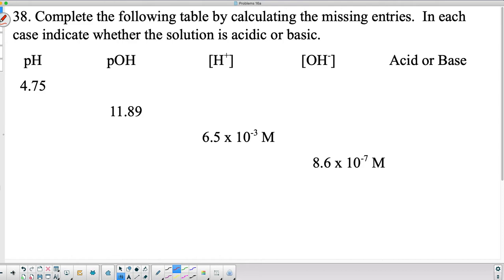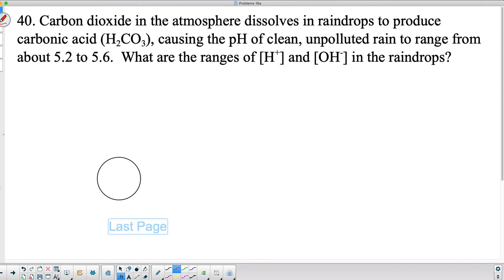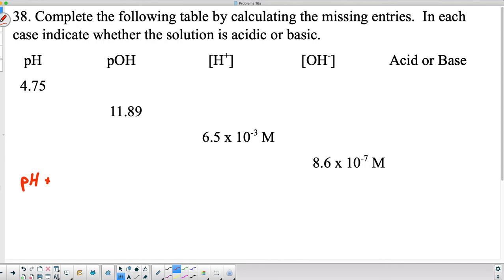Now this is like a chart that you have to fill everything else in. First of all, we're going to use 4 different equations. They're actually not that different. They're all very similar. We can talk about pH. pH plus pOH equals 14. Okay, that's one of them.